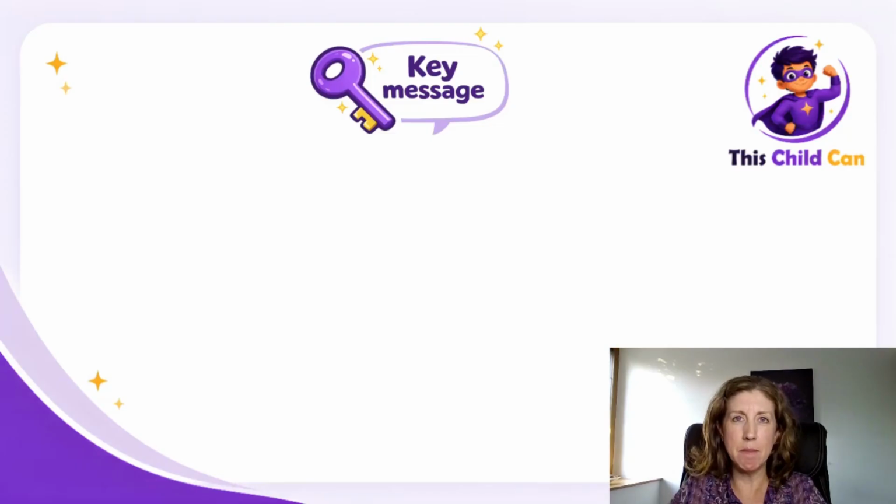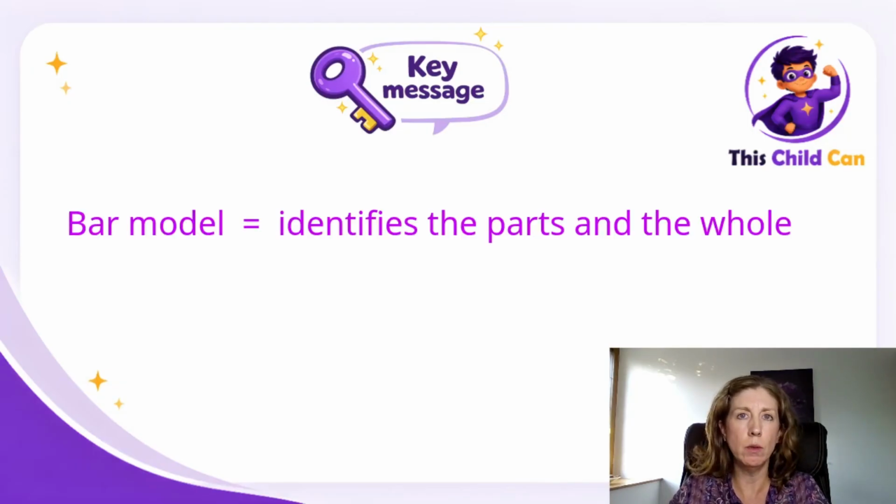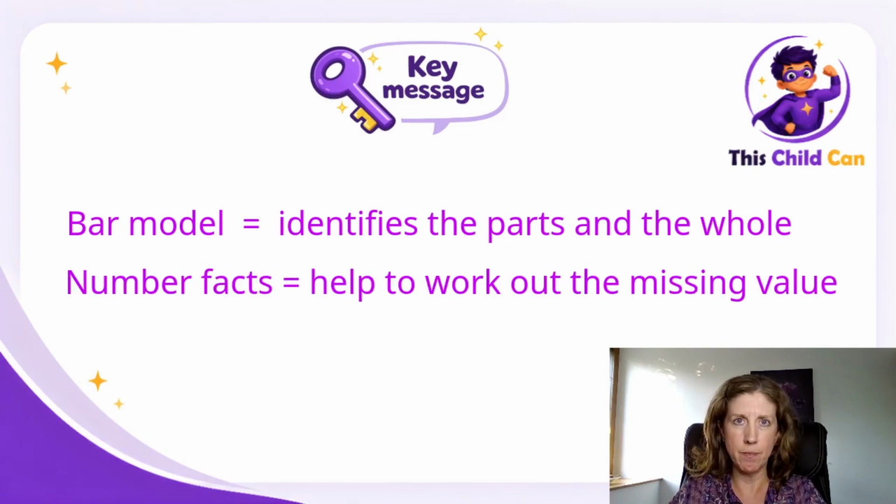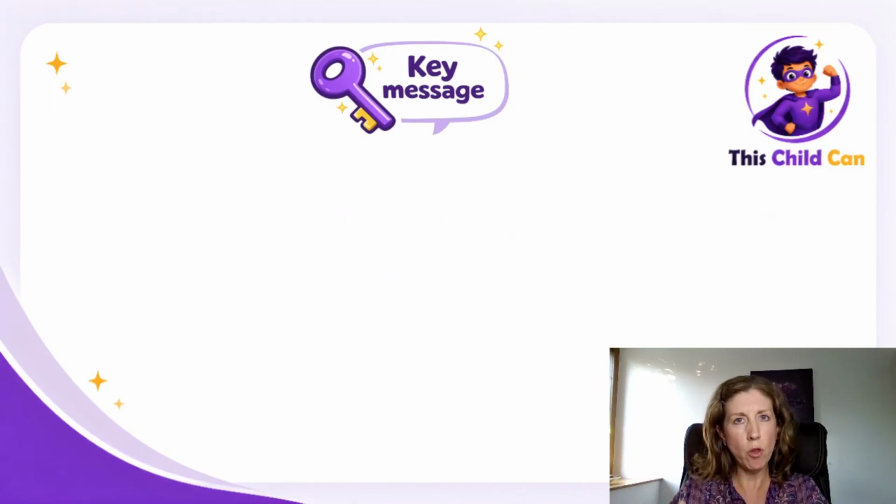So today we've learned that missing number problems become much easier when children understand the relationship between the numbers. We use the bar model to identify the parts and the whole. Then we use the related number facts to work out the missing value. So the questions that the children need to ask themselves are the following. What do I know? What is missing?